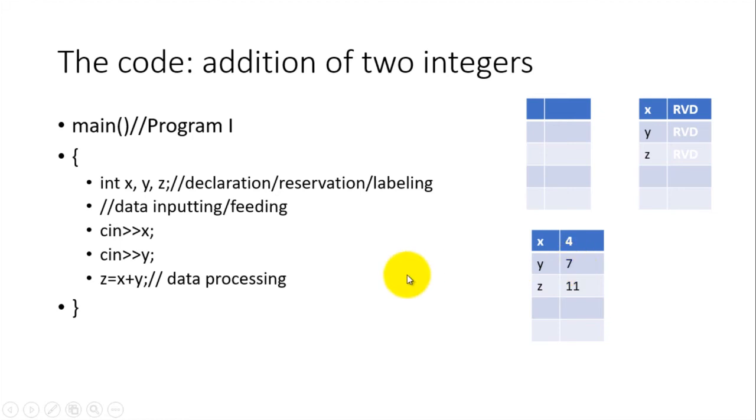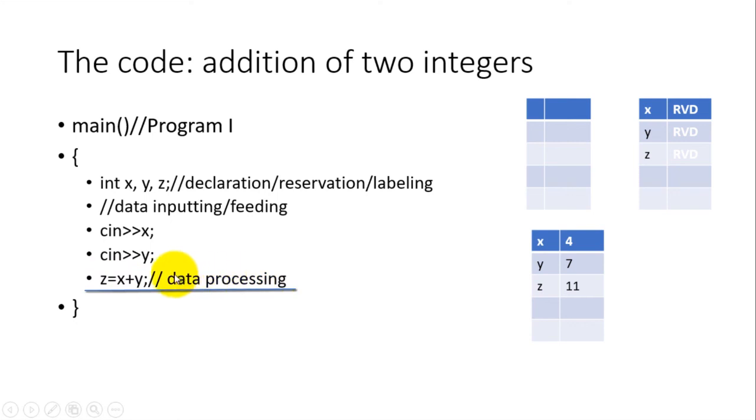Now, in the next line, which is Z is equal to X plus Y, that is data processing. The machine goes to room X. And then it goes to room Y. It takes the content of room X and the content of room Y. It adds them and the result is put into room Z. That is the translation of line number 7 as we see it here.